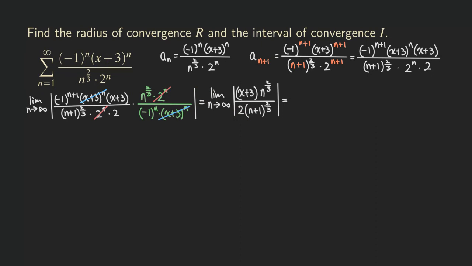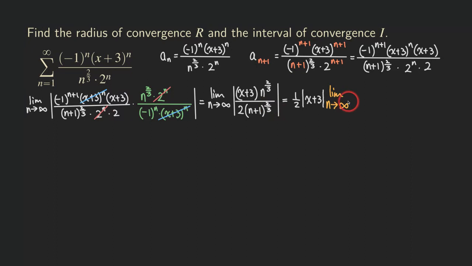So we have 1 over 2 times the absolute value of x plus 3. Because x can be a number that causes x plus 3 to be negative, we need to keep the absolute value. And now we have the limit that's left, which is just the rest of the stuff. If we take the 1/2 outside and then the x plus 3 outside, we are left with just n to the 2 over 3 over n plus 1 to the 2 over 3.